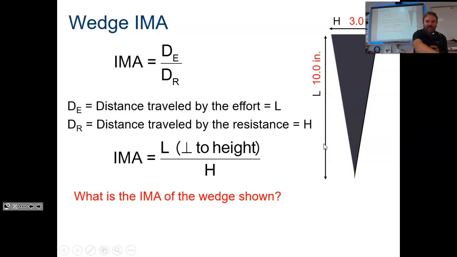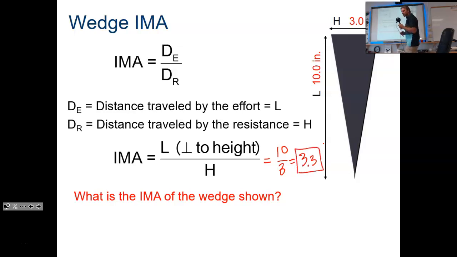So this ideal mechanical advantage right here is going to be 10 divided by 3, which is going to be 3.3 repeating, or 3.3. So this ideal mechanical advantage, 3.3.